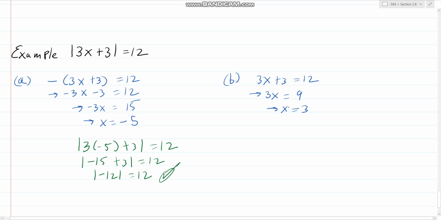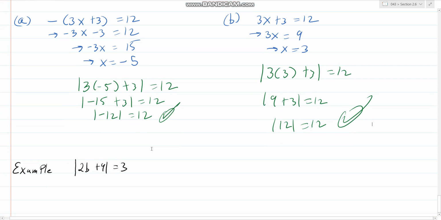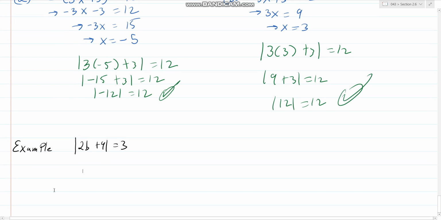All right, what about this one? If you check for x equals 3, it looks like this one is going to work as well. 3 times 3 plus 3 equals 12. So I get 9 plus 3 equals 12. The absolute value of 12 equals 12. Yep, it does. So for this one, both of them worked. Cool. I think we have time for one more example, so let's go ahead and do it.